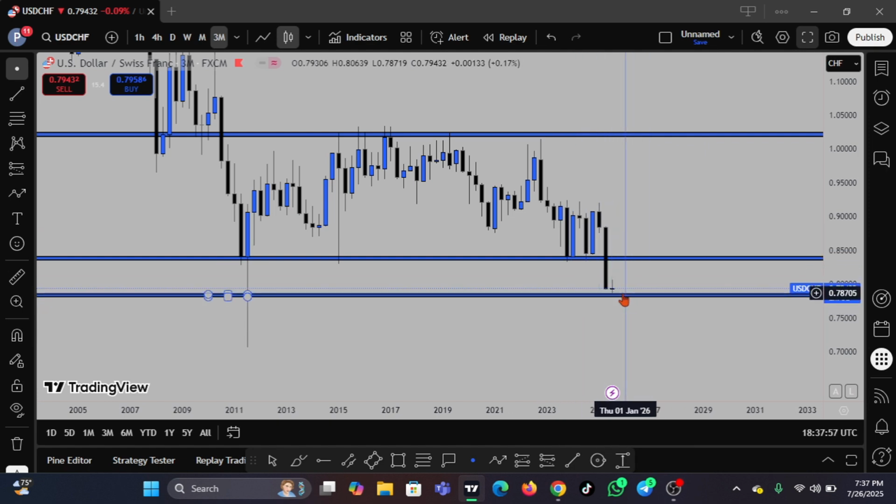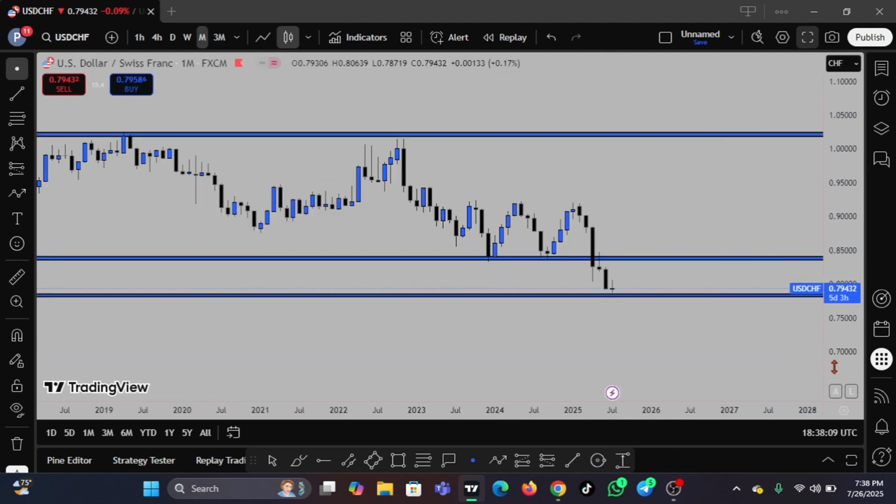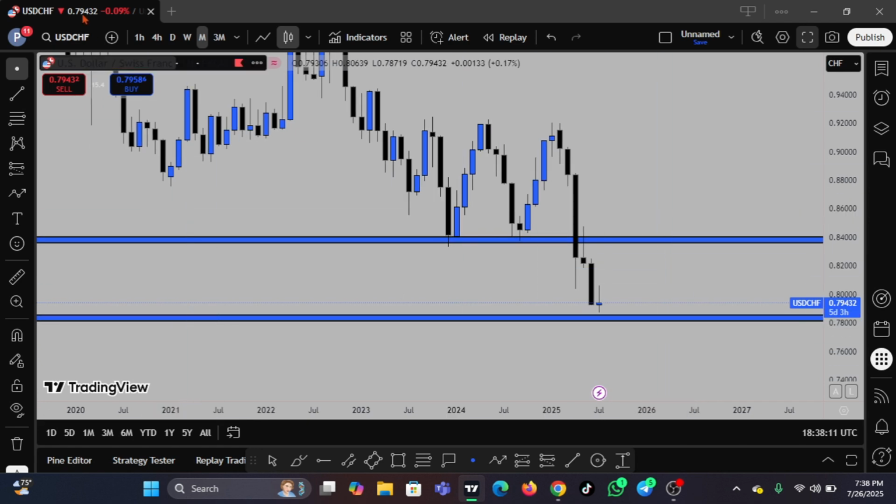If the sellers were still strong in this market, we should have seen some more pressure of price pushing down. So we have 2 months left on this candlestick. We may have it pushing up in the next 2 months. So moving to the monthly chart, we can see that there's still some struggles here.